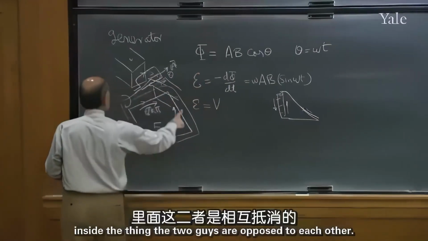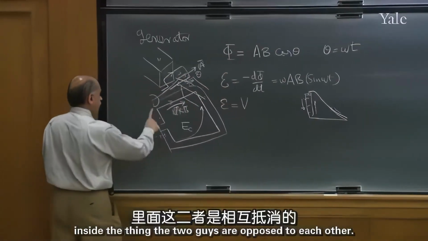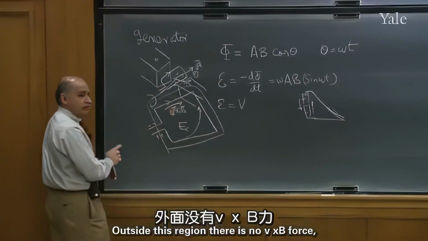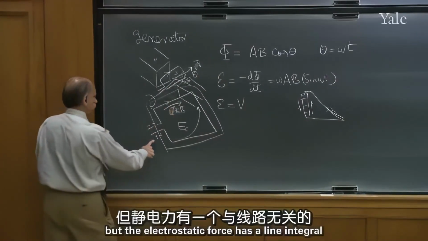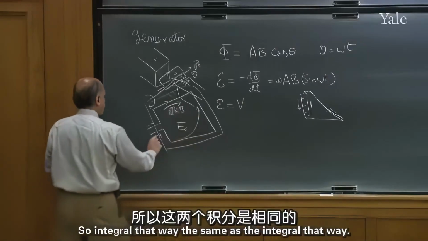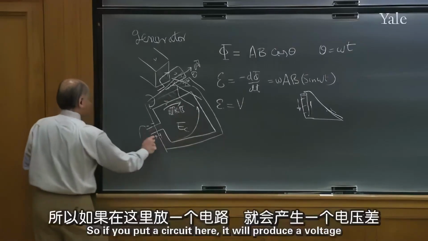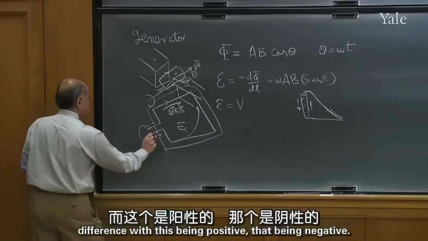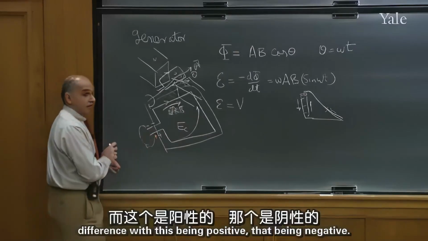Similarly, inside the thing, the two forces are opposed to each other. Outside this region, there is no V cross B force. But the electrostatic force has a line integral that's independent of the path. So the integral that way is the same as the integral that way. So if you put a circuit here, it'll produce a voltage difference, with this being positive, that being negative.